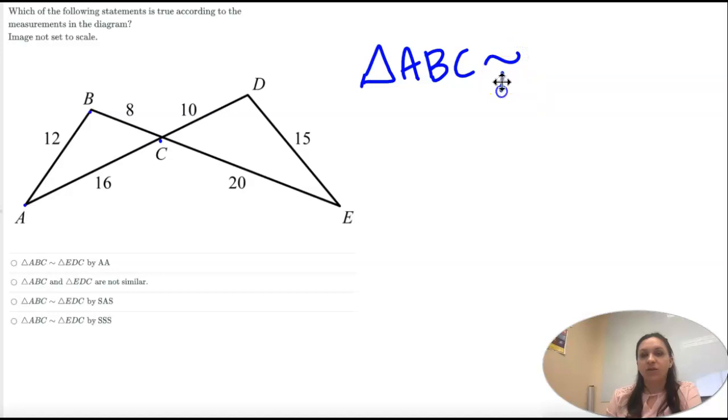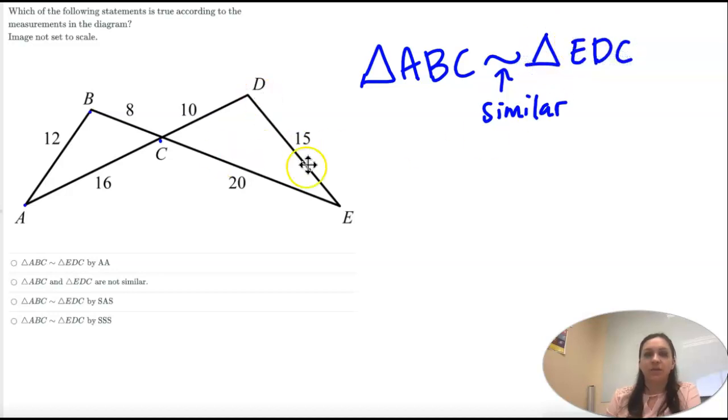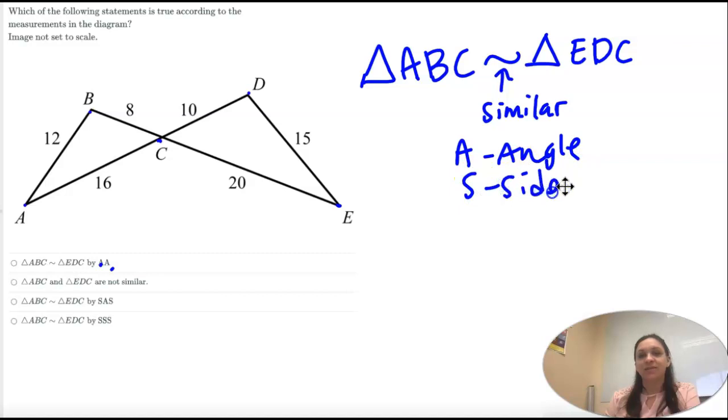And then this little squiggly line means similar. So this is saying it's similar to triangle EDC. So this triangle from E to D to C. Are they similar by the angles? Angle, angle. A is for angle, S is for side.